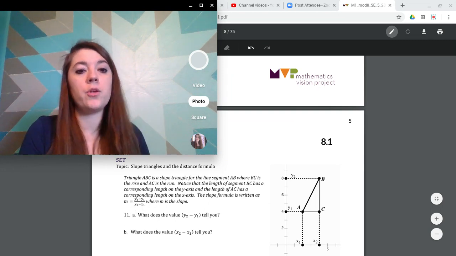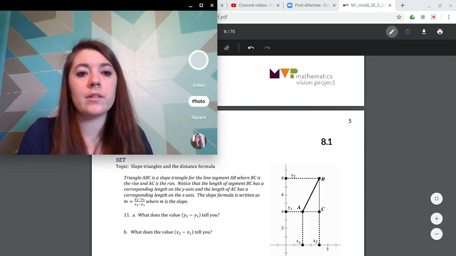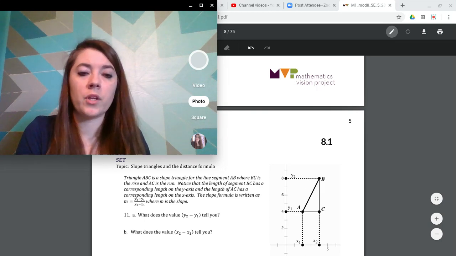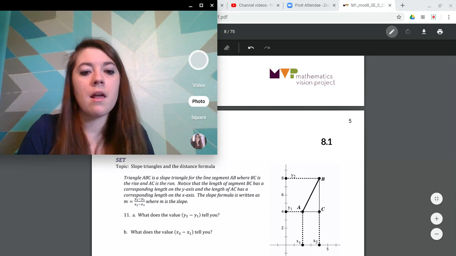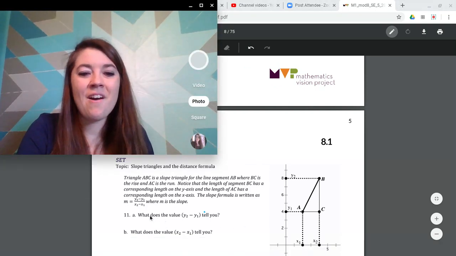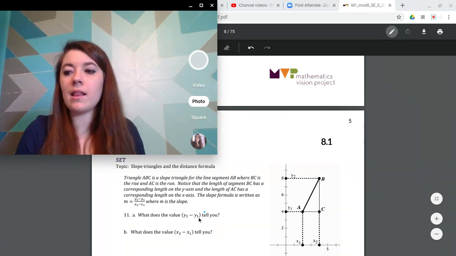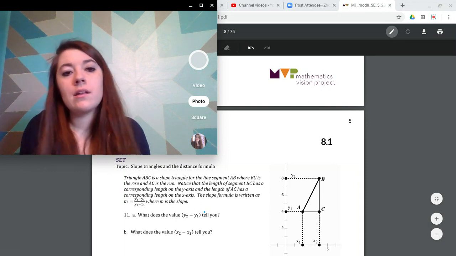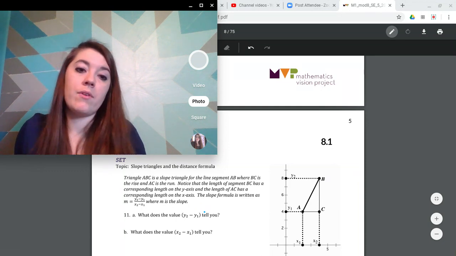So we know this. We know the slope formula. You guys are really, really good at that. You all did excellent on your tests, so that was great. So for part A, what does the value of y2 minus y1 tell us? So what is that telling us based on what's given in this picture?